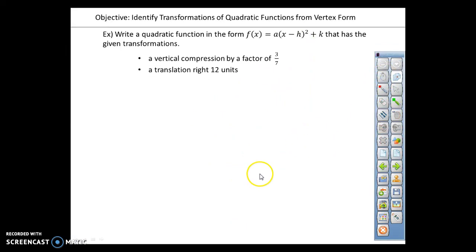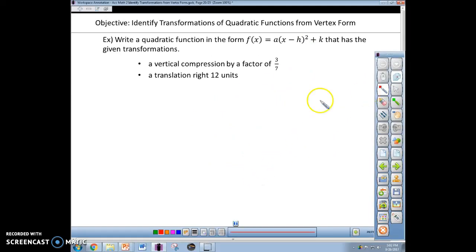All right, let's take a look at one more of those. So for this one, again, we're looking at writing it into our vertex form here. So we have to figure out what our parameters would be. So vertical compression by a factor of 3/7 tells us this is going to affect our a value. In fact, the absolute value of a has to be 3/7. And then we have a translation right 12 units. So that tells us that h, because h is all about horizontal translations left and right, would have to be positive 12.